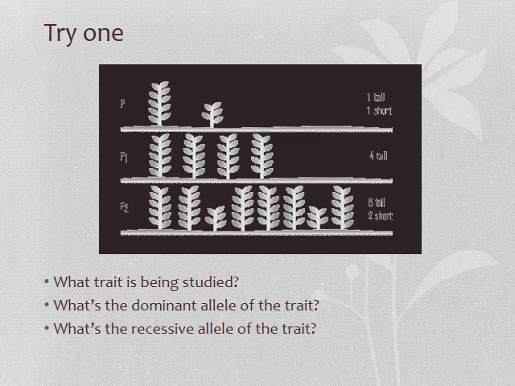So if we take a look at this, we'll notice that we crossed tall with short in the P generation, and we got all tall offspring. So the dominant trait here must be tall. Meanwhile, in the second generation, the short showed back up. So in this case, if it was hidden during the F1 generation, we can assume that short would be the recessive trait.